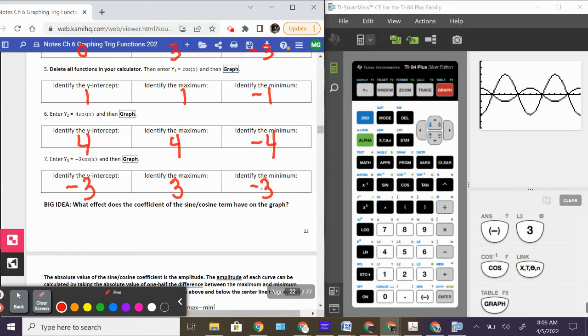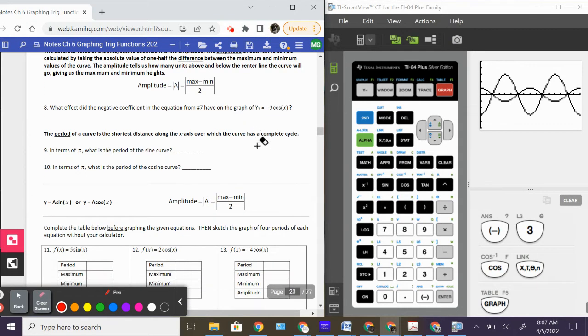So the big idea here is that the amplitude will increase. I can't write it because it's going to come out too messy, but the amplitude will increase the high and low amounts. Okay, make them taller. And please write down also that a negative will reflect the graph. It's going to be super important that you know that. Okay, so make sure you write all that down.